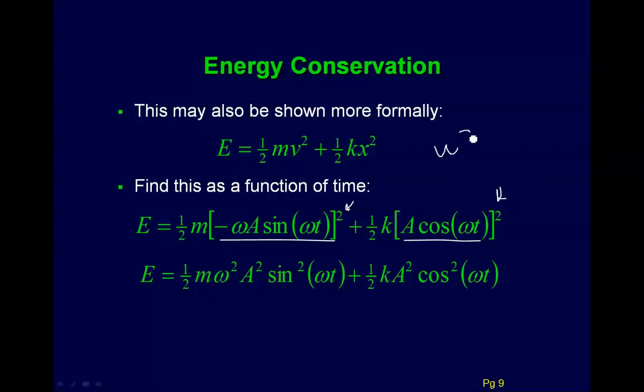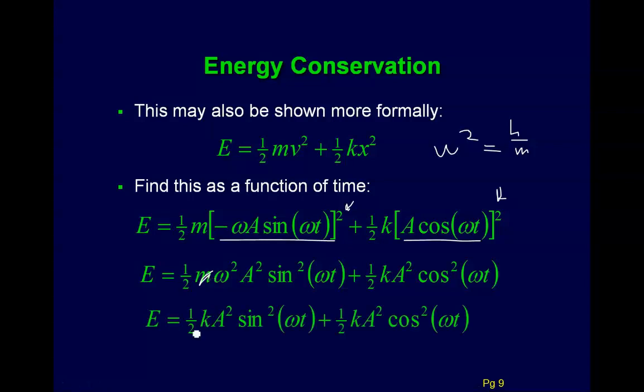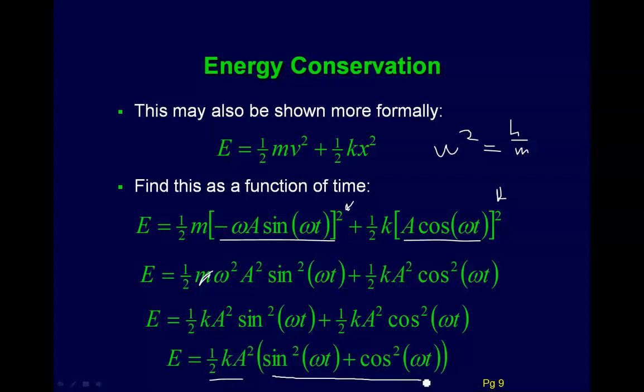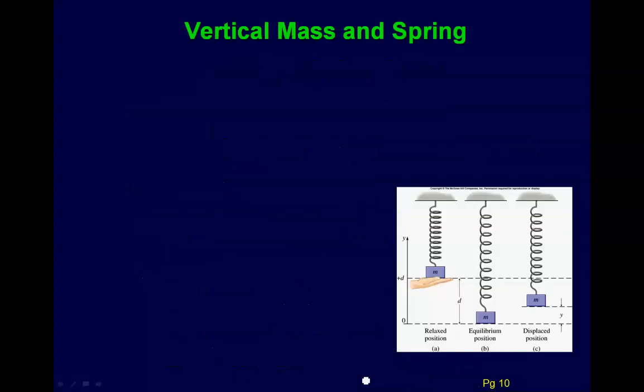I'm going to plug in for omega squared the value of k over m. When you do that, this mass will cancel, and you're left with 1/2 ka squared sine squared omega t plus 1/2 ka squared cosine squared omega t. And with this, you can pull out the 1/2 ka squared part, and then sine squared plus cosine squared is just 1. You get again the same value. So the energy at any time is 1/2 ka squared. It does not depend on the time.